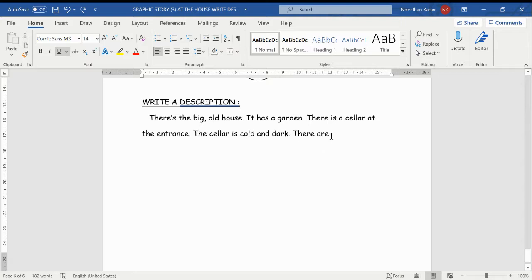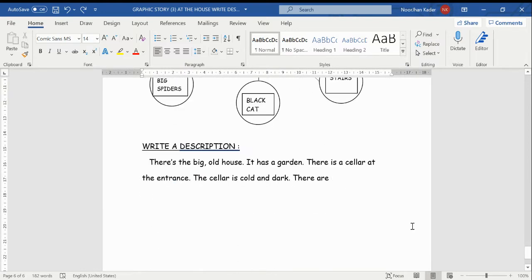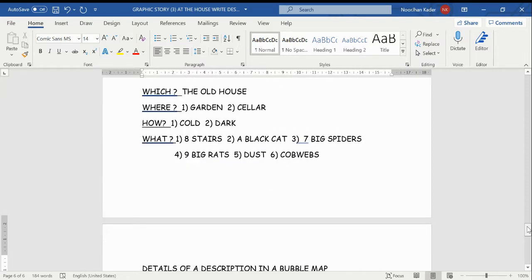Okay, the cellar is cold and dark. There are how many stairs? Eight stairs. So you spell the word. Don't write the number but spell the word. When you write an essay or a description or a narrative, you should not put the numbers but you write the words. There are eight stairs.